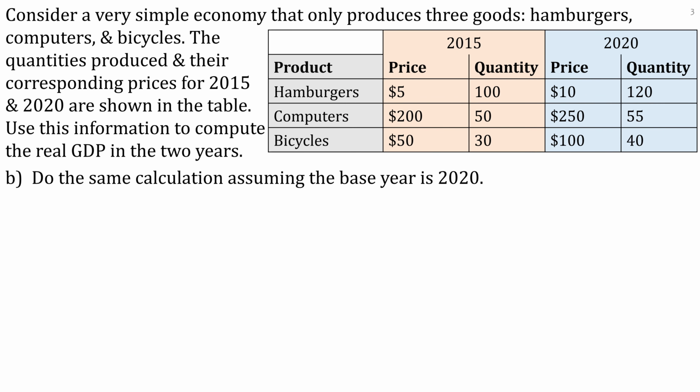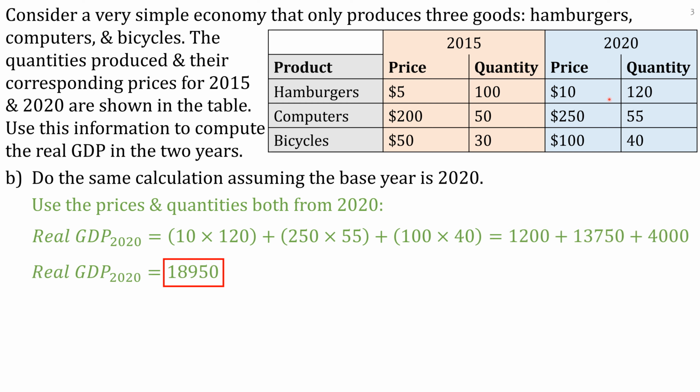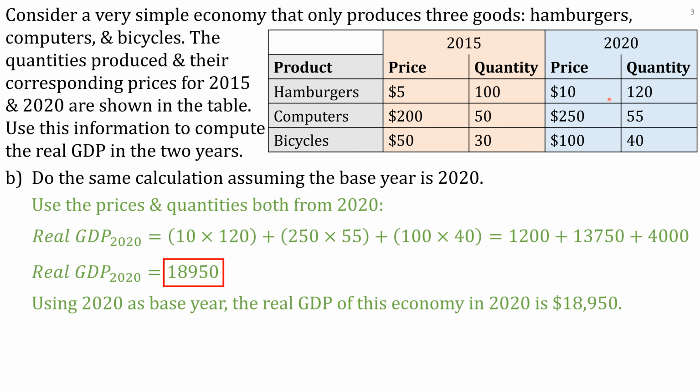Now we're told to find the same value but using a different base year. So we're looking at the prices of 2020 and the quantities of 2020. So for each product, you multiply the price by the quantity again, and if you punch in the numbers, you're going to get 18,950. It's important to write out your whole calculations and all the formulations that you do, so show your work and then write a sentence interpreting that. So the real GDP of this economy in 2020 is 18,950.